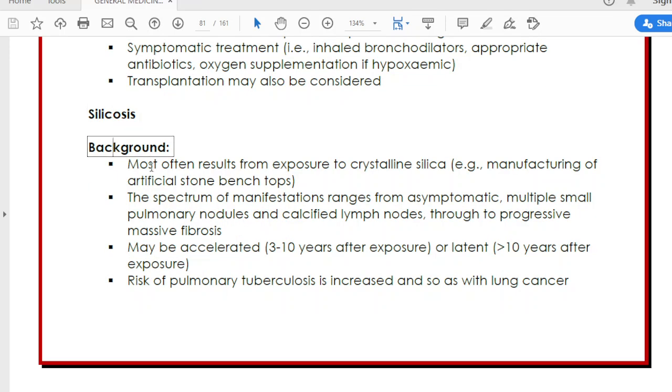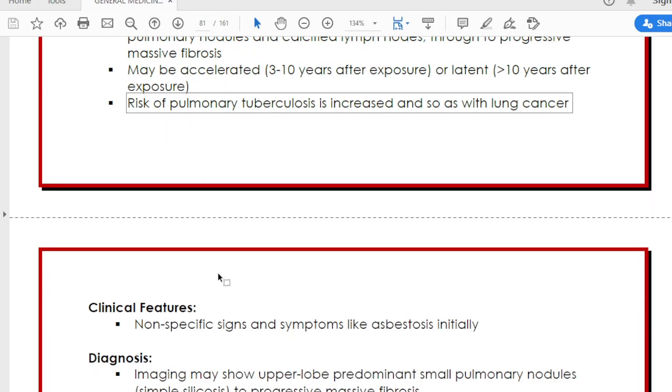Silicosis. Background. Most often results from exposure to crystalline silica, for example manufacturing of artificial stone benchtops. The spectrum of manifestations ranges from asymptomatic, multiple small pulmonary nodules and calcified lymph nodes, through to progressive massive fibrosis. May be accelerated, 3 to 10 years after exposure, or latent, greater than 10 years after exposure. Risk of pulmonary tuberculosis is increased, and so is lung cancer.